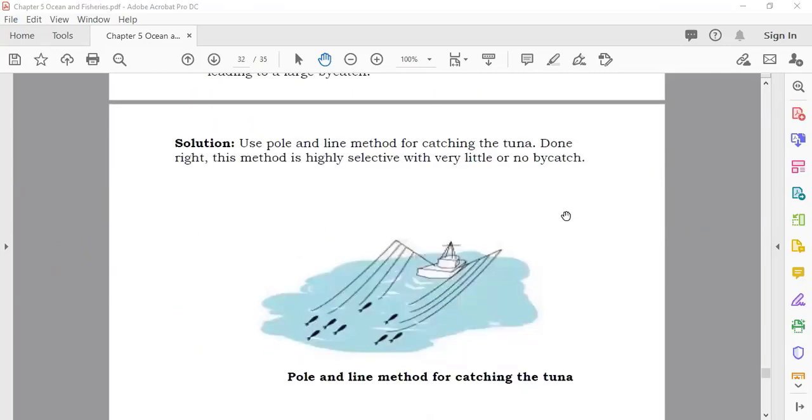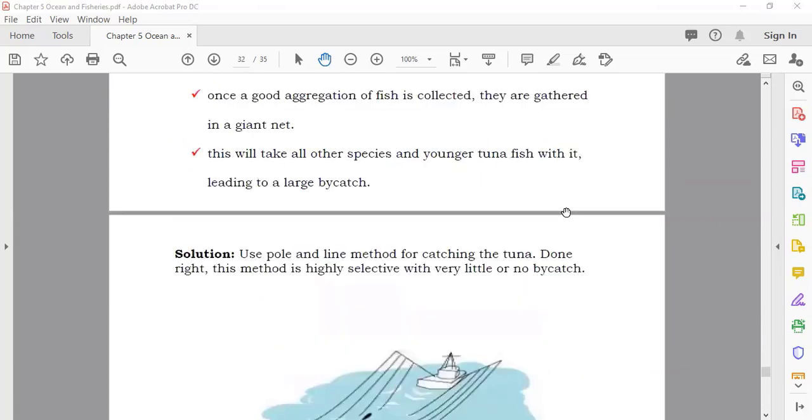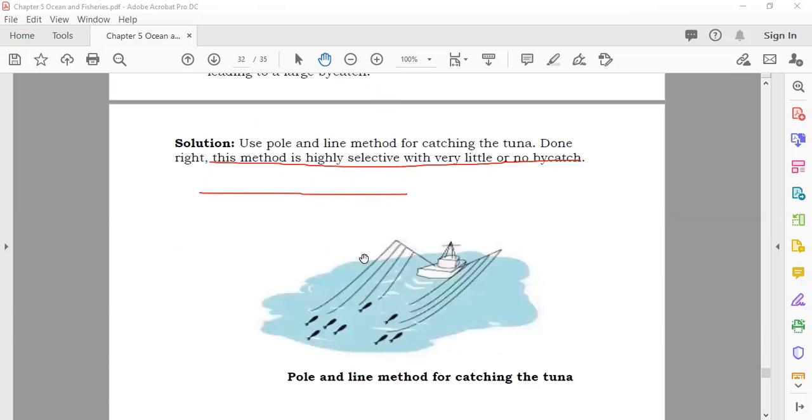Okay, now after that, they are saying if you want to catch tuna fish, this method will take all the other species and younger tuna fish, leading to a large bycatch. So it means that if you are using this method to catch tuna fish, at the end maybe you will find a lot of tuna fish, even the smaller ones. Again, you have to deal with bycatch.